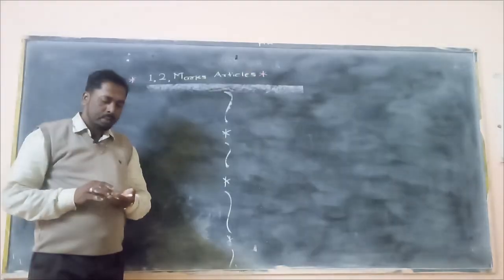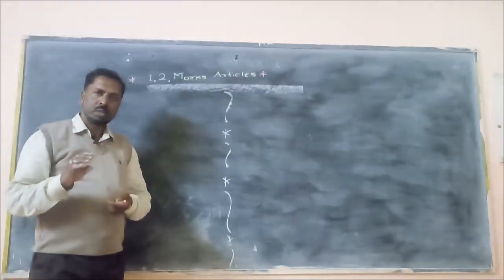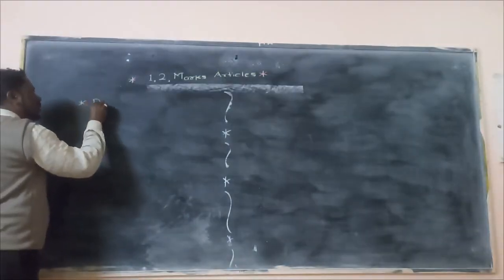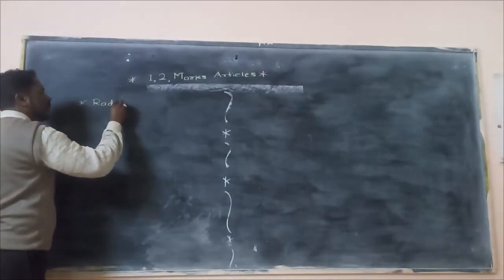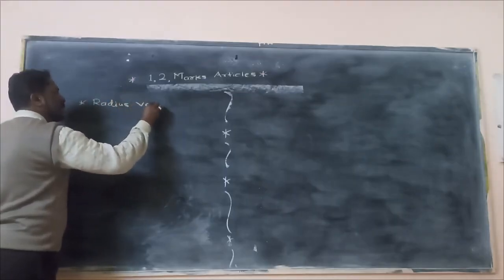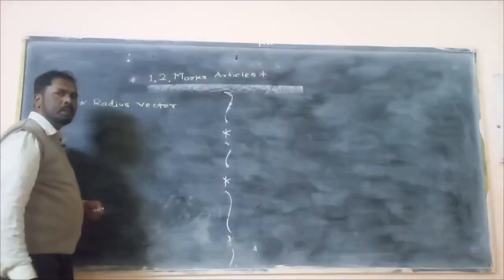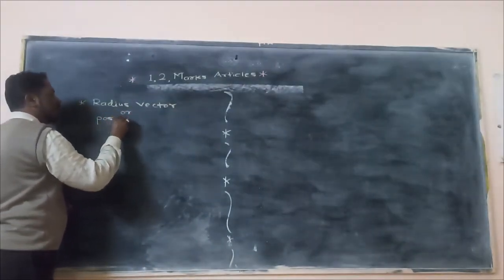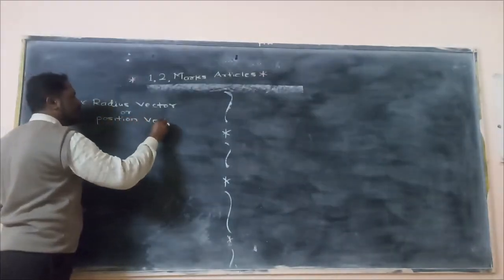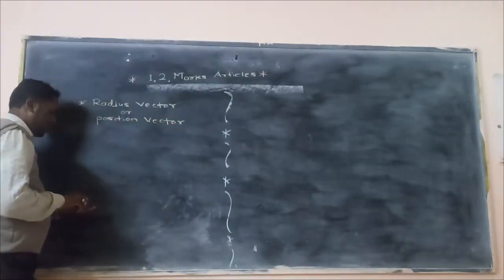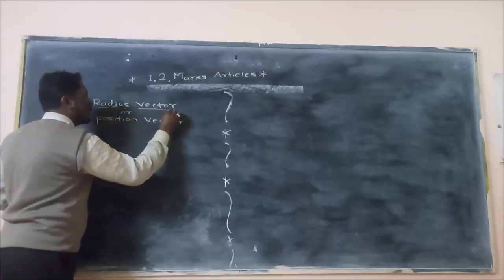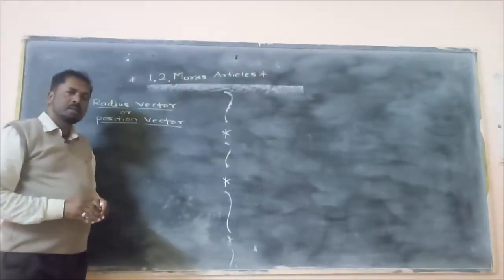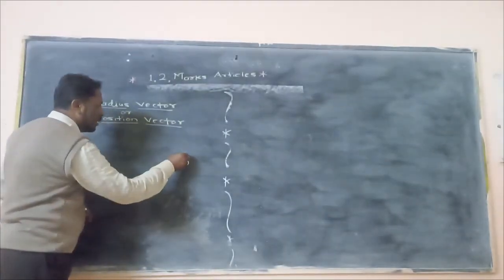After these 2 definitions of circular motion and uniform circular motion, let us consider another important point: what do we understand by the term radius vector? It is also sometimes called the position vector. What do we understand by radius vector or position vector? To understand this, let us see the diagram.